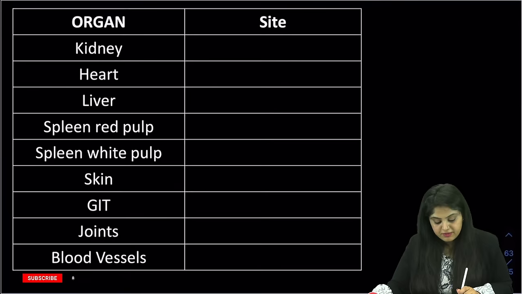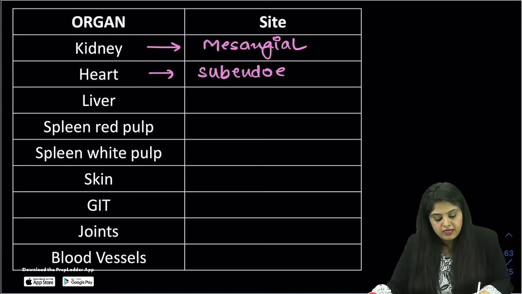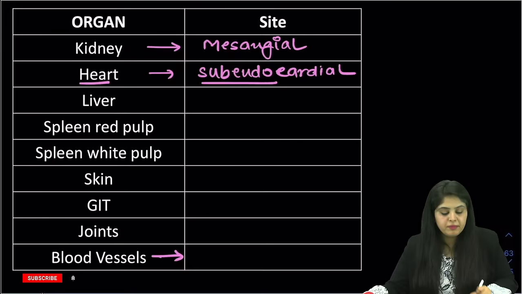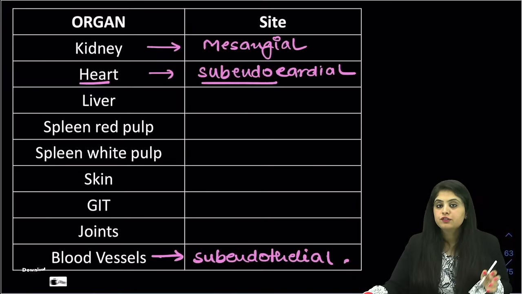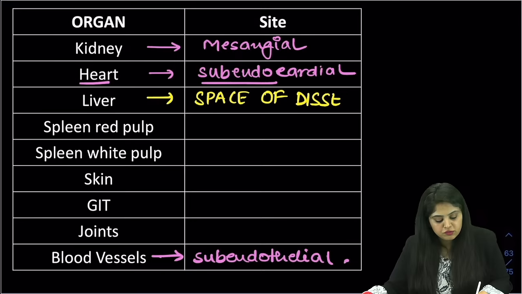The next table is which organ, where does it get deposited? Quickly tell me. Amyloid, kidney, where in the kidney does it get deposited? It gets deposited in the mesangial part of the kidney. Where in the heart? It gets deposited in the subendocardial region. Wherever some blood related things come, it will be subendo. So in the heart it is subendocardial, blood vessels will be subendothelial. That is where amyloid is going to get deposited. So all subendo things are going to be there. In the liver, everyone's favorite space which the examiner has to ask you, the space of Disse.